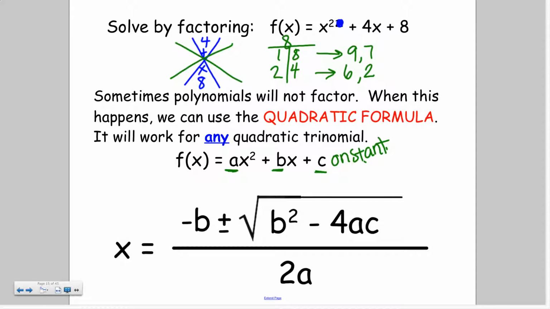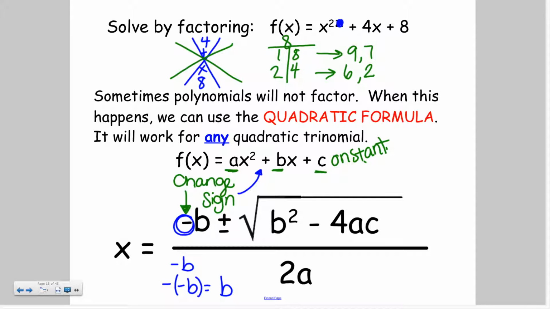Now, one thing that you need to notice is right here, this will always change your sign of what you have in your equation. So if I have a positive in my equation, when I plug b in, I'm going to end up with a negative b. If I had a negative b up there, when I plug it in, I'm going to get a negative negative b, which equals a positive b. So that sign right there is always going to cause your sign to change.